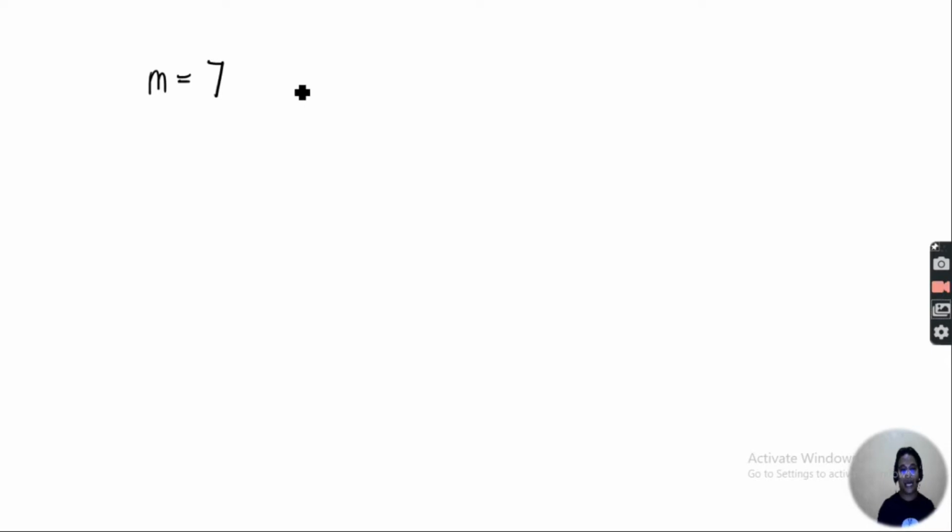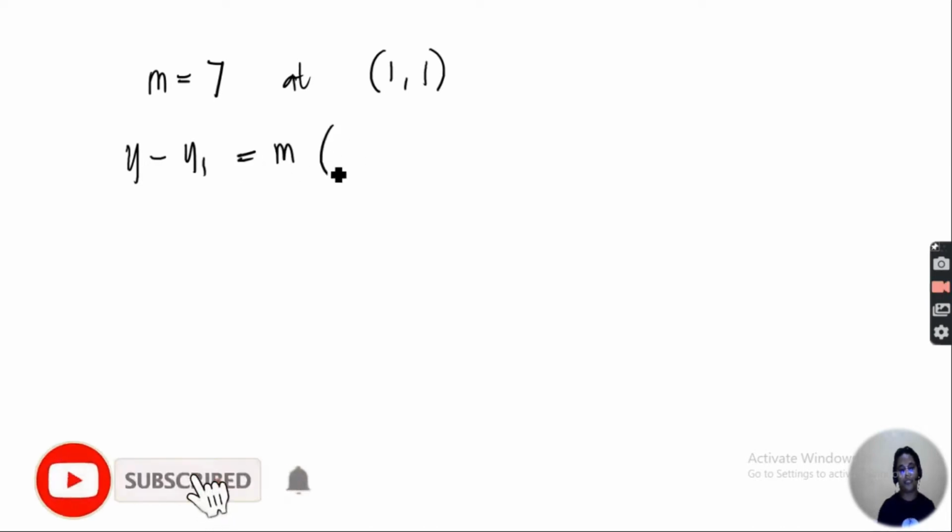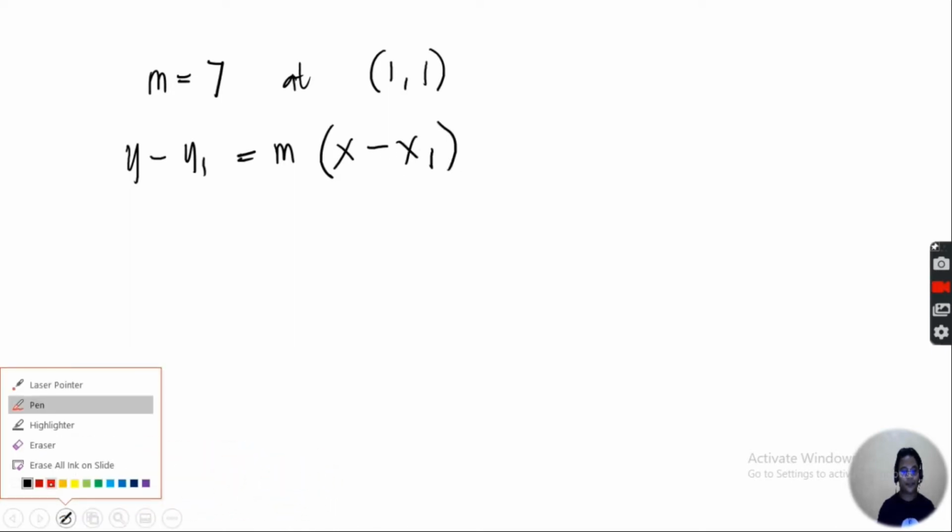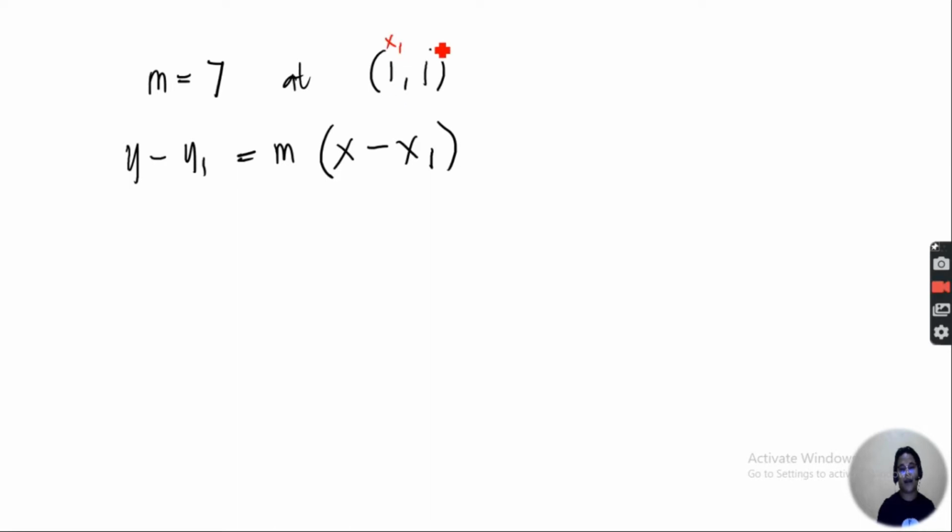And yung ating point kanina ay 1, 1. Then, we are going to use the point-slope form to find the equation of the tangent line. So, y minus y sub 1 is equal to m or the slope times the quantity of x minus x sub 1. So, we have ito po yung ating x sub 1, y sub 1. Then, substitute po natin. Y minus 1 is equal to 7 times the quantity of x minus 1.